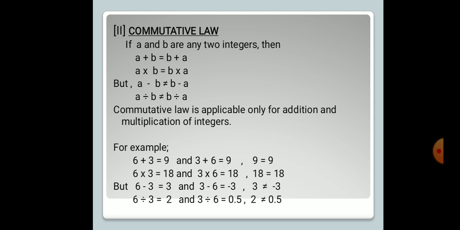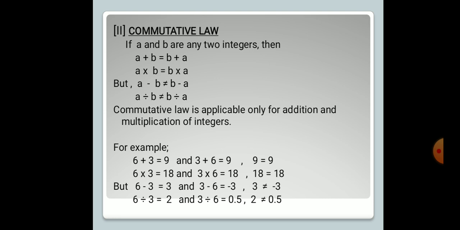Then a into b, in multiplication. We are multiplying two integers, a into b. Here 6 into 3 is equal to 18, then b into a, we change its position, that is 3 into 6, that is also 18. So, a into b is equal to b into a. In the case of multiplication also, if the position of the integers is changed, there is no problem.